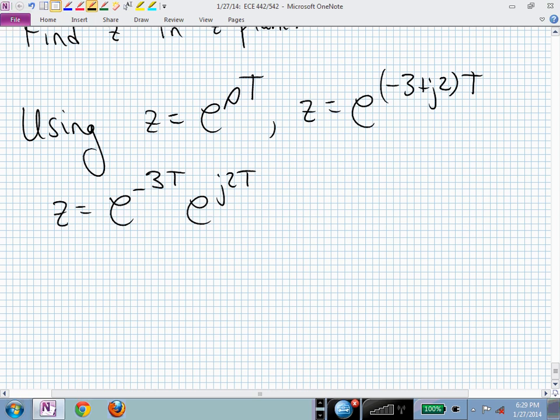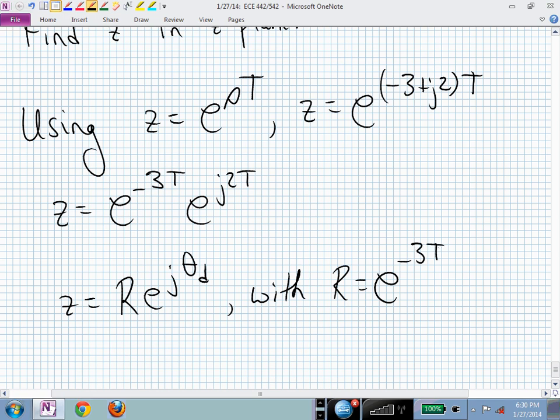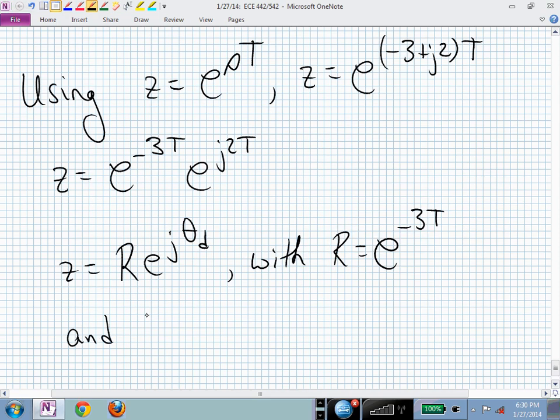And if you don't feel warm and fuzzy about that, think of it this way. z is now r e to the j theta sub d, with r equaling e to the minus 3t and theta sub d is 2 times capital T. Where T, we haven't yet decided what that's going to be for this particular mapping, but that's our sample period.